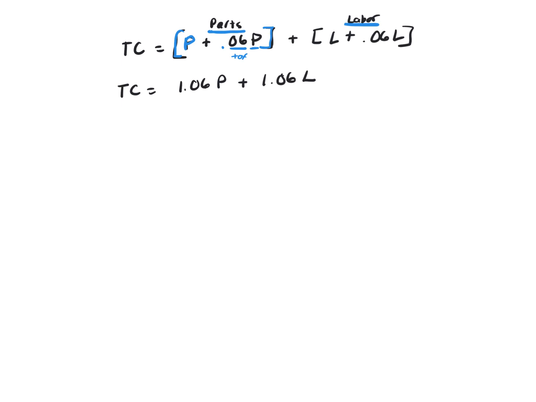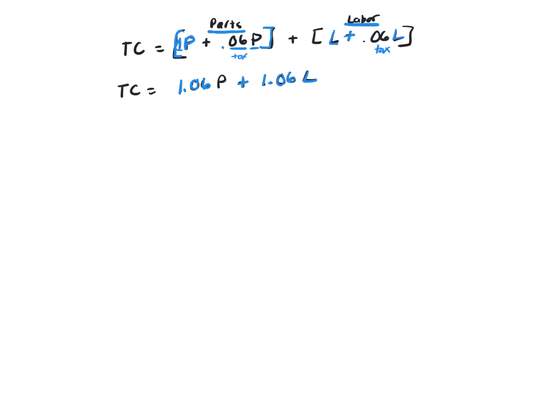Same thing for labor. If you take however much labor is and add to it the tax amount, and you calculate tax by taking 0.06 times however much the labor cost, that'll give you the total cost for labor. And there's a 1 there, so 1 plus 0.06 is 1.06, those are like terms, times parts, plus, same thing for labor, 1.06 times labor.